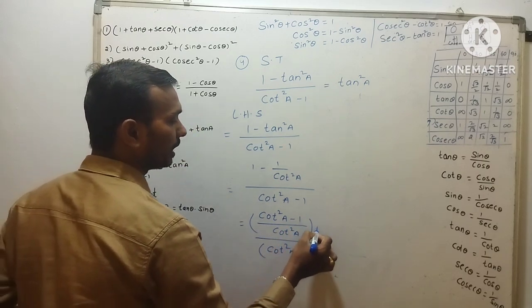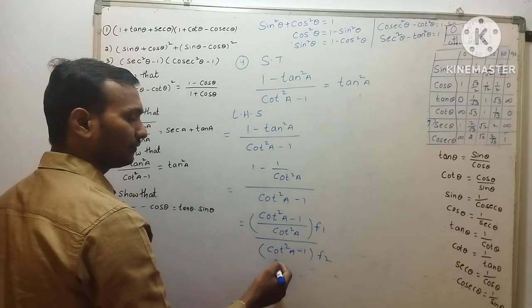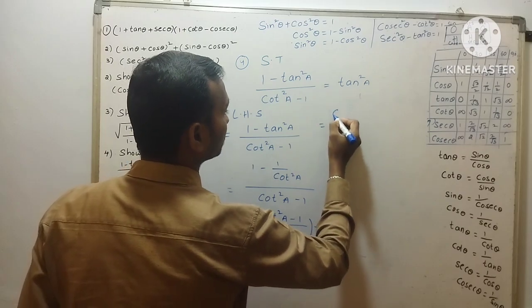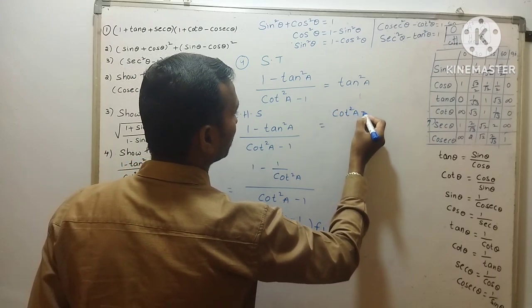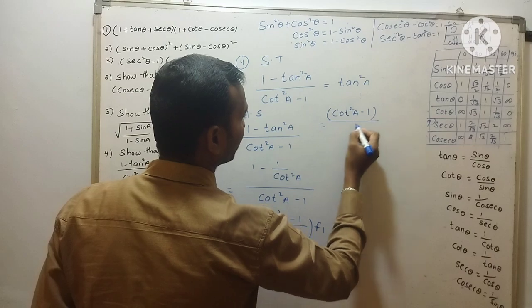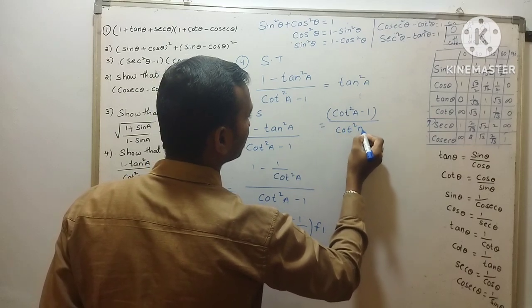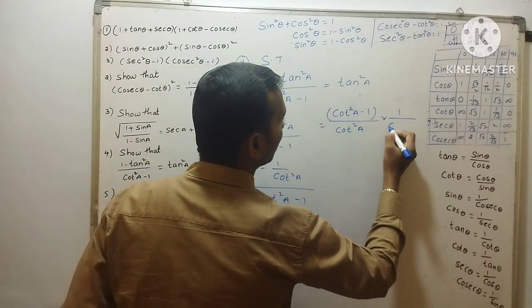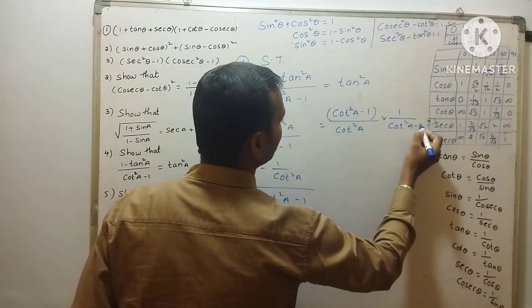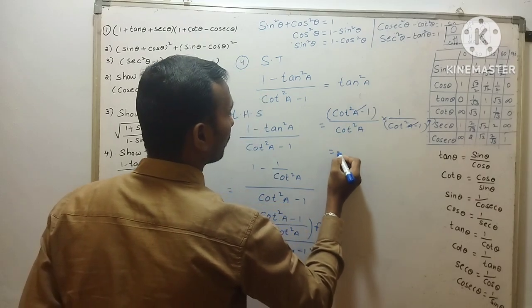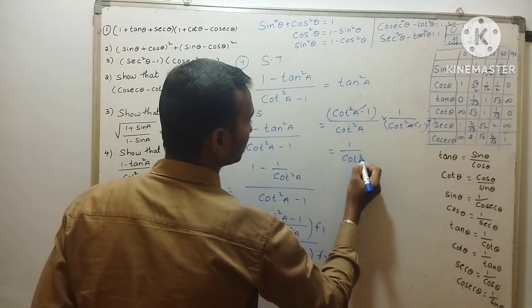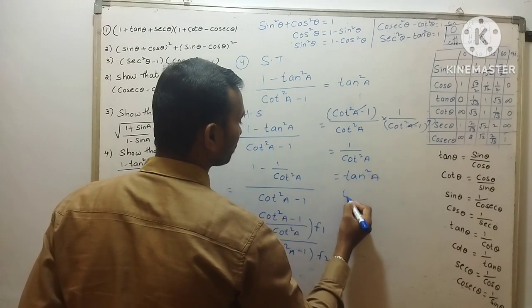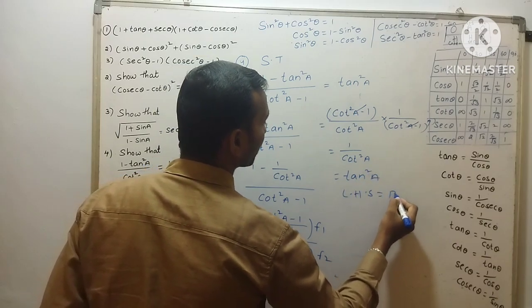So this is fraction number 1, this is fraction number 2. If the denominator's fraction is going to the numerator, it becomes reversed. So that is cot square A minus 1 by cot square A, this is the numerator fraction. Now this is going to the numerator, it becomes reversed: 1 by cot square A minus 1. So both get cancelled. We are left with 1 by cot square A, that is nothing but tan square A. So this is the way also we can prove. LHS is equal to RHS.